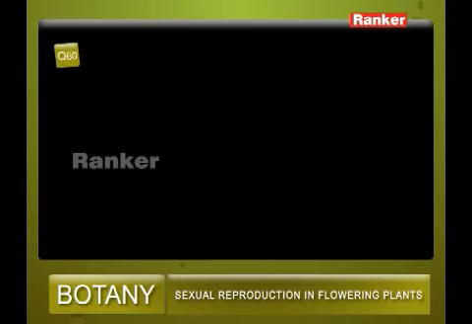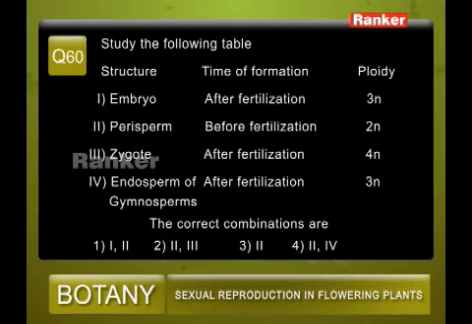Question number 60, study the following table. Here 3 columns have been given: one is structure, second one time of formation, third one is ploidy. First, embryo after fertilization, ploidy is 3n. Second, perisperm before fertilization, ploidy is 2n. Third, zygote after fertilization, ploidy is 4n. Fourth, endosperm of gymnosperms after fertilization, ploidy is 3n.